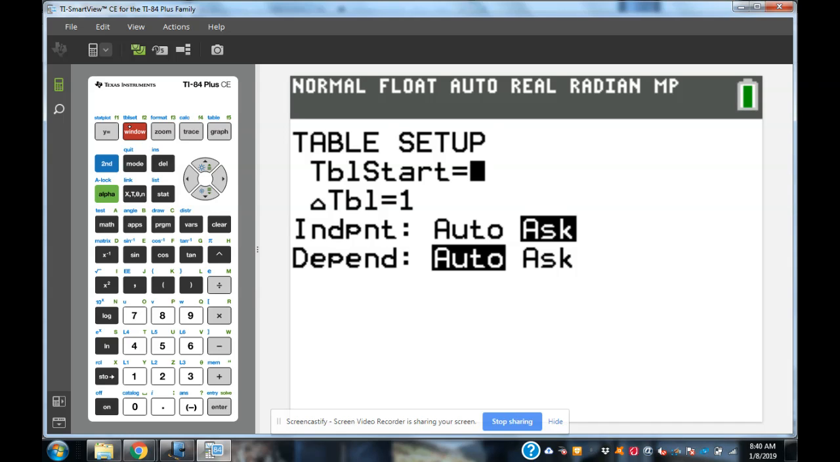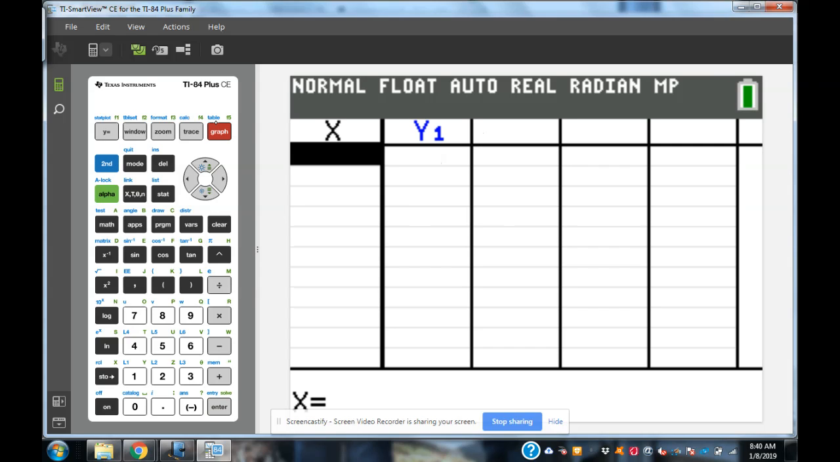Independent to ask. So arrow down there. If yours was set to auto, you would arrow down and go over to ask, hit enter, and it's ready to use now. So then I would hit second graph. You may have some values already typed in there. You may not. I had some earlier. When I reset that, it took them out.